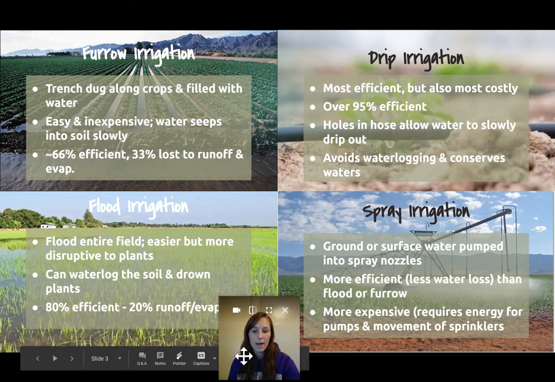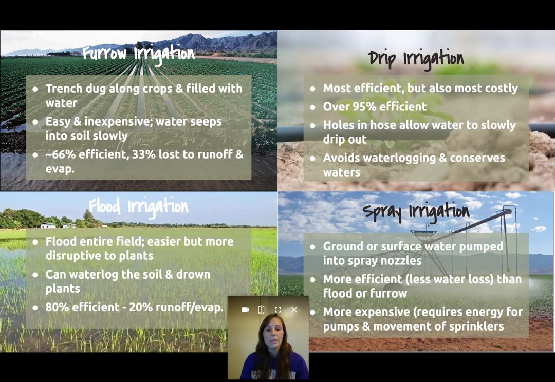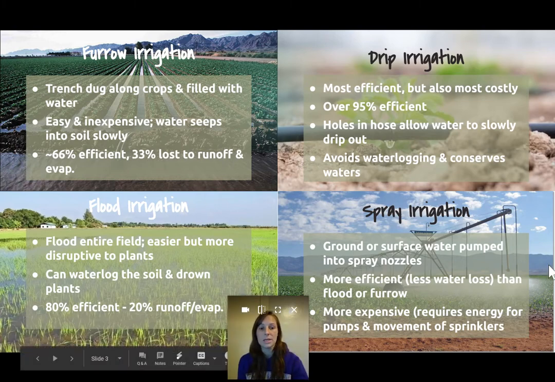And then we have spray irrigation. And this is going to be where you have ground or surface water pumped into spray nozzles. This is going to be more efficient because you're going to have less water loss than the furrow or flood systems. However, it is also more expensive because it requires energy for the pumps and movements of sprinklers. So it's going to require electricity in order to be working. So these are going to be the four most common methods that we tend to see.